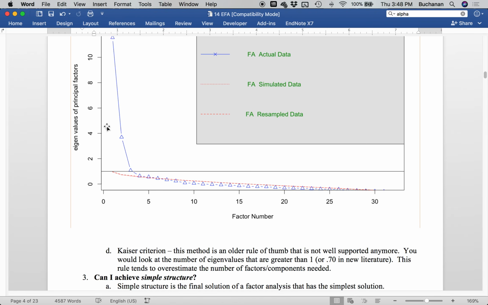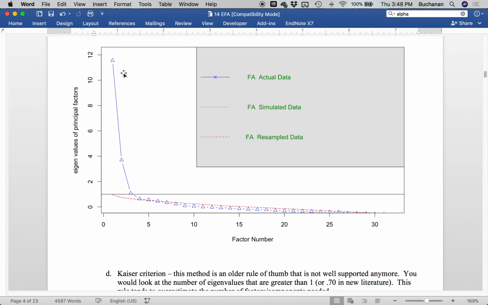Now on this scree plot, I would say there's probably 2 factors, because the largest drop off is here, and it seems to level out over here. Maybe 3. Here, the red line seems to cross somewhere between 4 and 5. But like I said, once we look at this in R, it will actually give you the exact number.